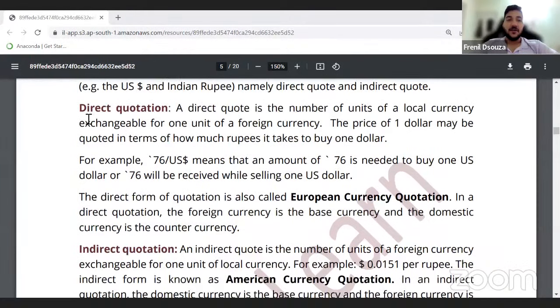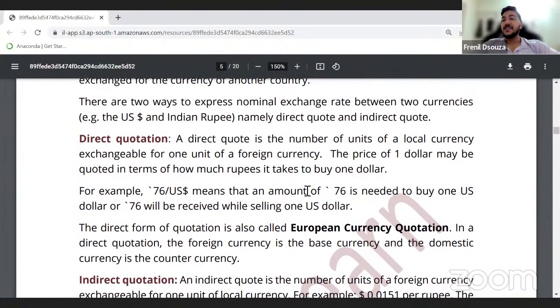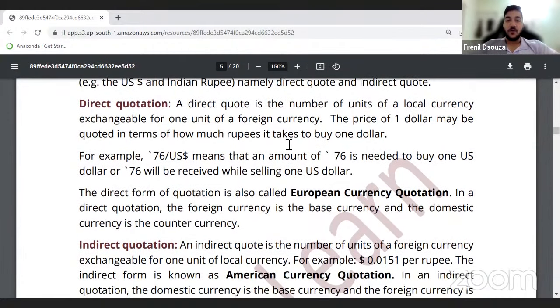The first way is called a direct quote or direct quotation. What is a direct quote? A direct quote is the number of units of a local currency exchangeable for a unit of foreign currency. If I say that $1 costs 76 rupees, I am telling how much one unit of foreign currency costs in my local currency. That kind of quotation is called a direct quotation. Direct quotation looks at the foreign currency like a commodity itself, because I give the unit price of that commodity. This direct quote is also called the European currency quotation.